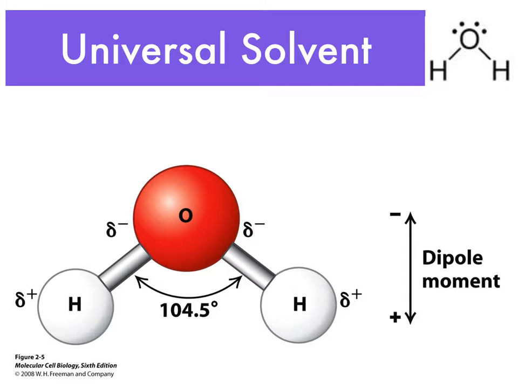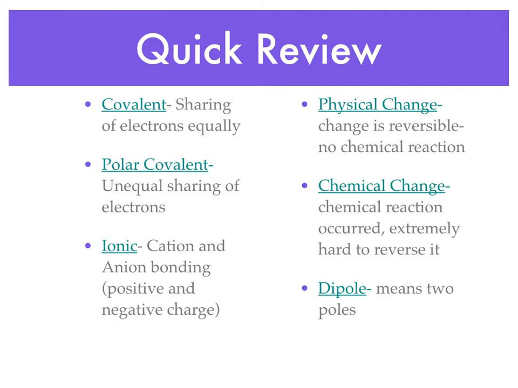Water is very unique. It's called the universal solvent because it has covalent and ionic properties due to its polar covalent nature that enables it to dissolve virtually everything. There are very few things that are not dissolvable by water, and we'll talk about that later. Quick review: covalent means sharing of electrons equally, generally two nonmetals. Polar covalent means I have an unequal sharing of electrons, as we saw in the slide before this with the water. Ionic means I have a bond between a cation and an anion, such as salt, sodium chloride.